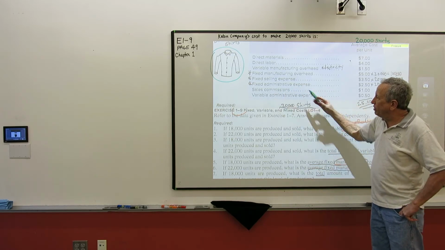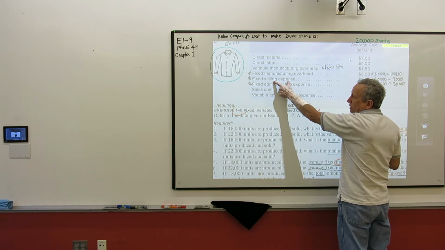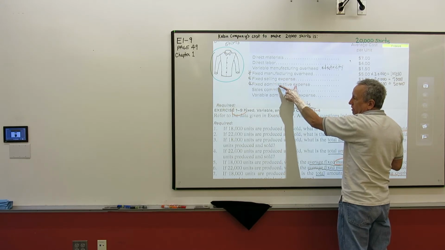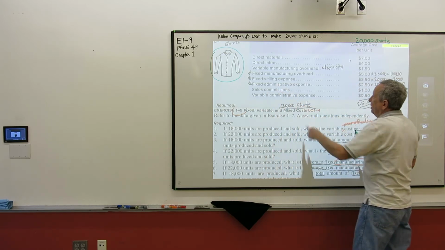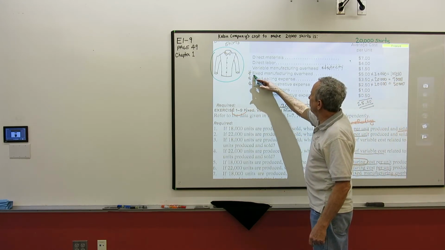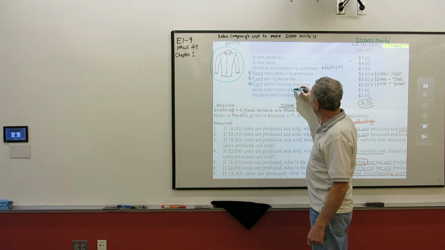And then fixed administrative expense will also be in the same building. This will just be the portion of the building. The people in there are going to be salespeople. These people are going to be administrative: vice president, president, CEO, department heads, chairs. And then sales commissions. Notice this says fixed, fixed, fixed. All the rest of these are variable. Sales commissions are actually variable.